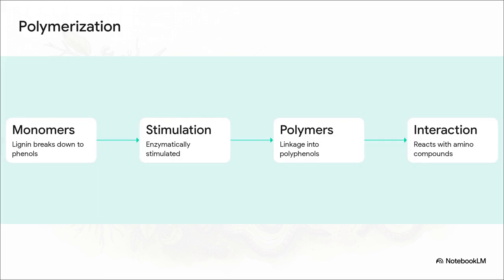The specific pathway for synthesizing humus is pretty remarkable. It starts with taking the breakdown products of highly resistant lignin, which are initially present as separate molecules called monomers, specifically phenols and quinones. These monomers are enzymatically stimulated to link together in a process called polymerization. This forms high molecular weight polyphenols and polyquinones. Those then interact with nitrogen-containing amino compounds to finally give rise to resistant humus.